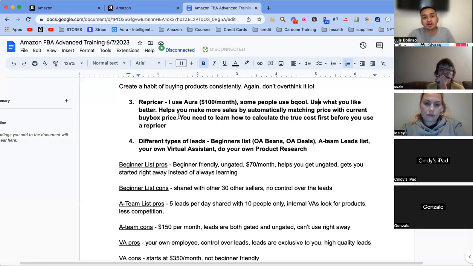Again, you need to learn how to calculate your true cost before you get a repricer, because your repricer won't work if you don't know how to get the true cost.